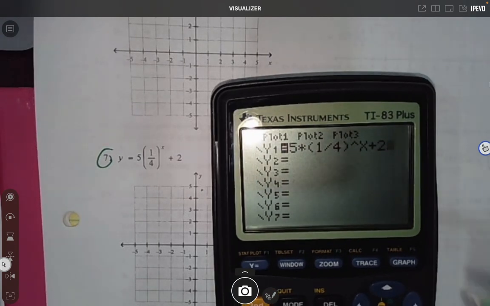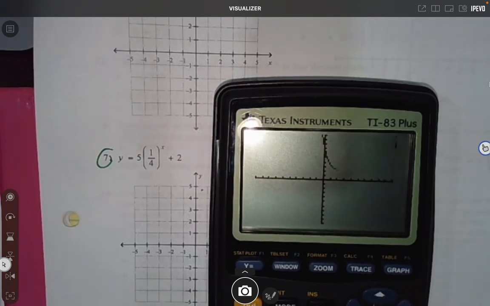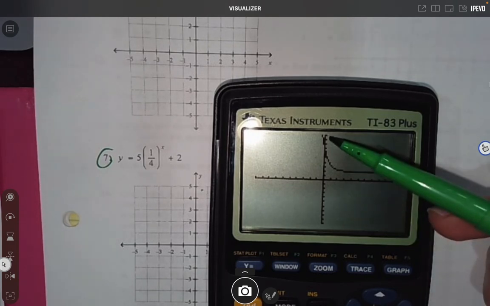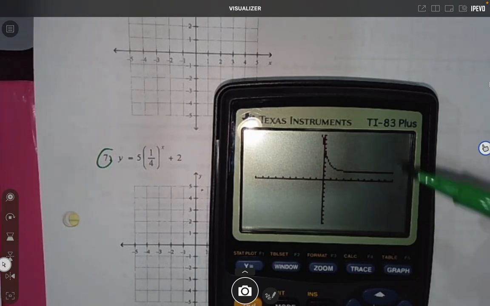Some of your calculators are fancy, so make sure that it's not x plus 2 in the exponent. You do not want your plus 2 in the exponent. Anybody with a newer calculator. All right, and it should look like this. We know it's decay. I think it goes through at 7. And normally it kind of evens out at the x-axis, but this one has been moved up 2, we can see. So let's look at our table.